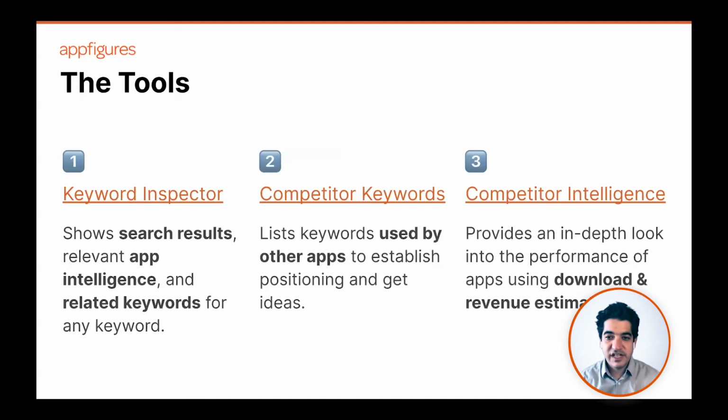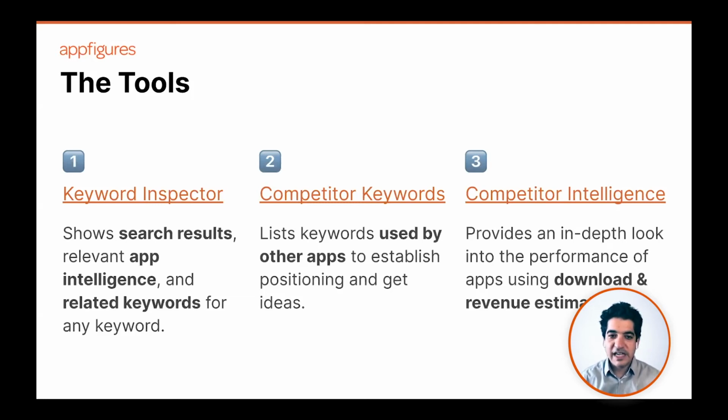The tools that I'll be using today, and the tools that I use in general for doing these teardowns when I do them every week, is one, Keyword Inspector, my best friend. With Keyword Inspector, you put in a keyword, you select a store and a country, and it shows you all the results in near real time. And then it adds a layer of intelligence on top of it.